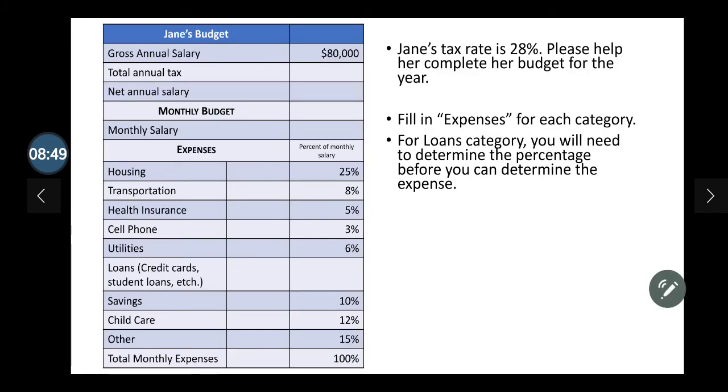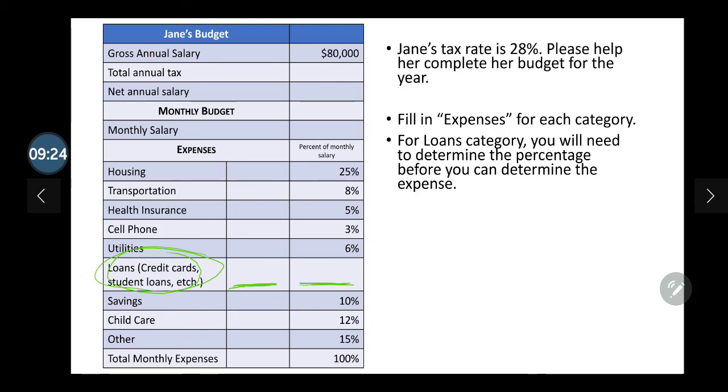Then the next budget that we see is James. I want you to fill in this chart, and let's see how you do. Notice this time they give you the percent of the monthly salary, and you've got to determine how much that actually would be. We want to fill in the expenses for each category, but for the loans, notice you've got to find the percent first before you can find the expense. See if you can figure that out. I know you guys can do this.